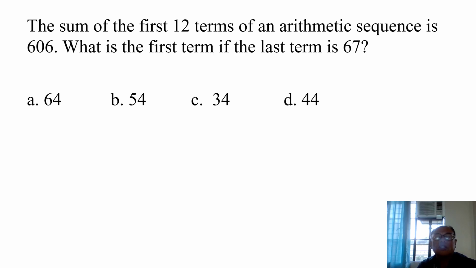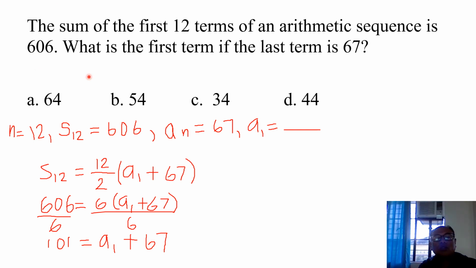Okay, so for this problem, the sum of the first 12 terms of the arithmetic sequence is 606. What is the first term if the last term is 67? To easily solve this one, again, we are going to identify what is given in the problem. Our n is 12, the first 12 terms, and the sum is 606. Our last term is 67, but we don't have the first term, so I leave it blank.